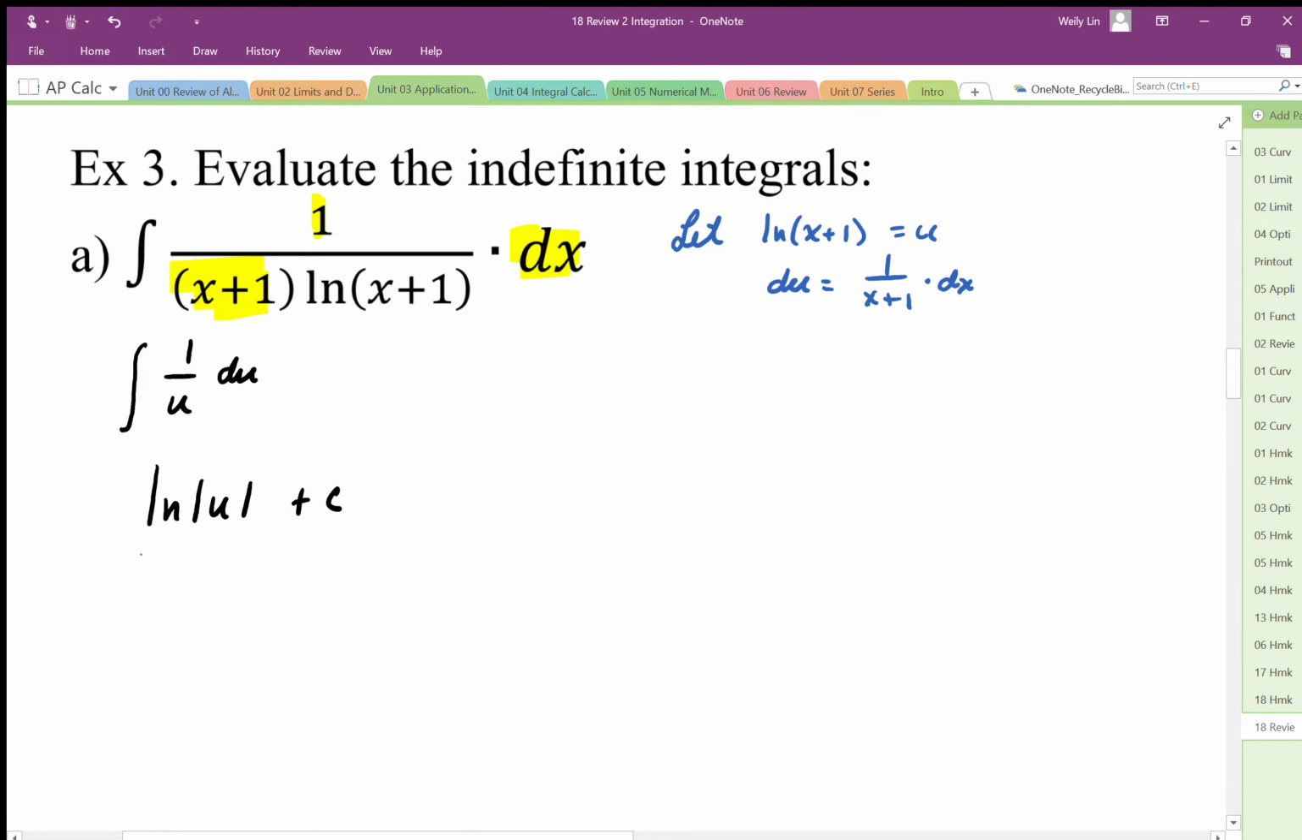then I'm going to back substitute. Well, u really isn't u, but u is really log of x plus 1. So there's my log. So there's my antiderivative function, and again, don't forget the plus c.